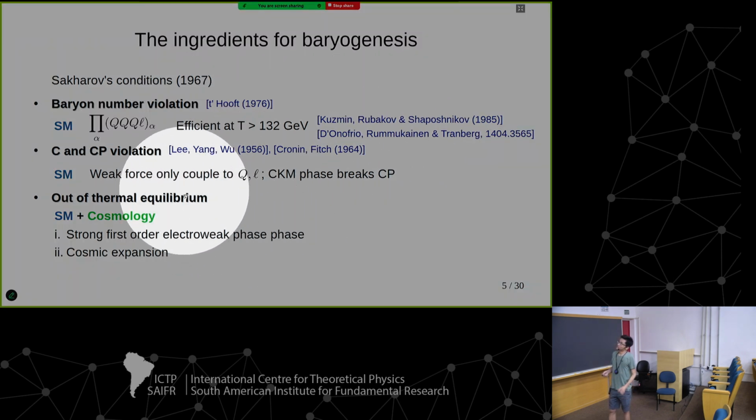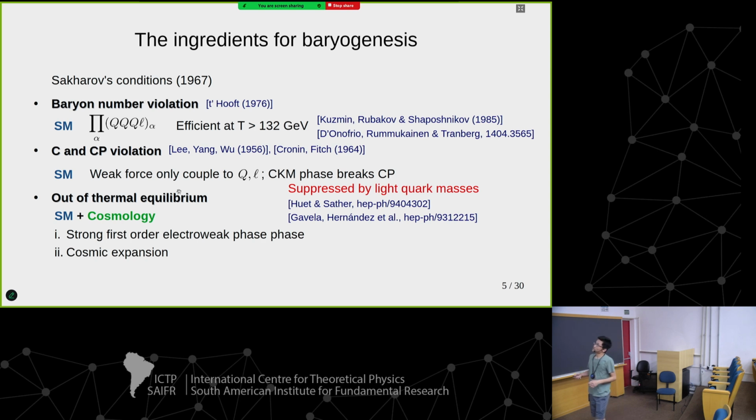The first condition is obvious, because if you want to go from zero baryon number to an excess, you need to violate it. The second is the so-called C and CP violation. We know that the weak force only couples to left-handed fermions, so it violates C. And there's a small CP violation in the quark sector, because there's one non-zero phase. That means quarks and anti-quarks do not behave exactly the same.